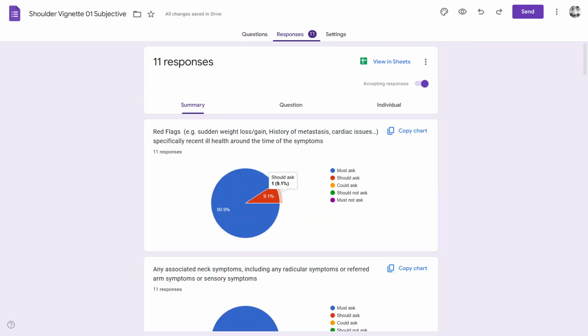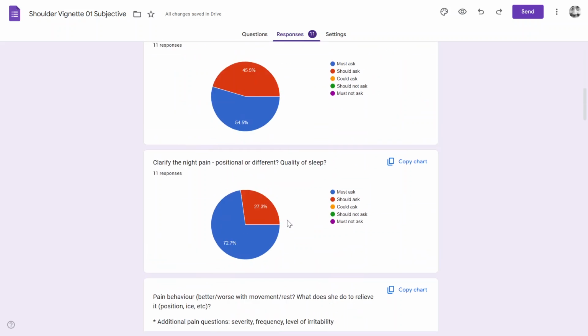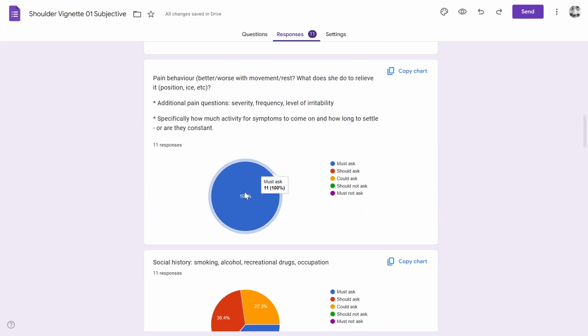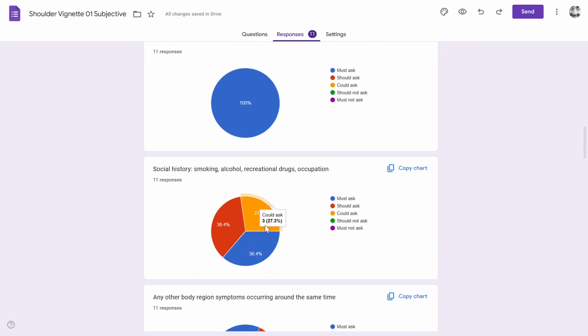So for example, when we did this in the first instance, we had 9 out of the 10 people, or 9 out of 11 it looks like, saying that you must ask about red flags, and one person said you should. And occasionally there's complete agreement here on asking about pain behavior, but there's a little bit of disagreement, although everybody is saying that this is something that is in must, should, or could in regards to social history.